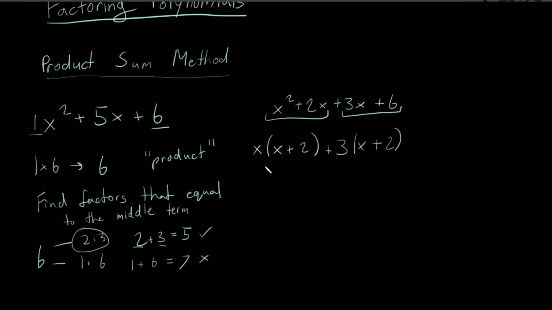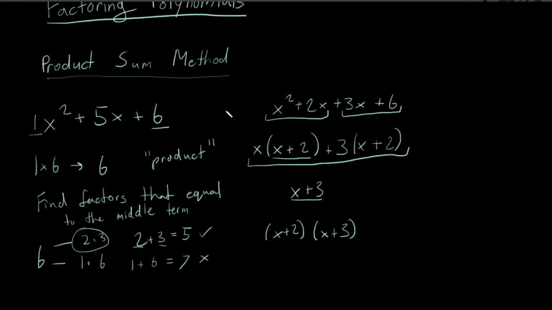Now, let's try to factor out this entire thing now. What do we have? We can see that both of these have x plus 2, so we can factor out the x plus 2, and what we're left with is x plus 3. In this case, we can say that the factors in terms of binomials are x plus 2 and x plus 3, since we have a binomial here that we took out of x plus 2, and we're left with x plus 3, which means we can write this all as x plus 2 times x plus 3.